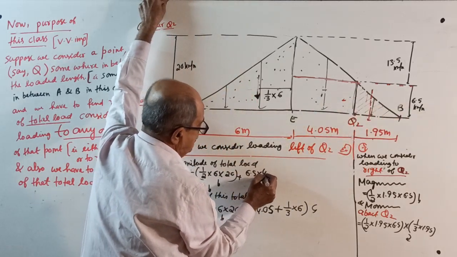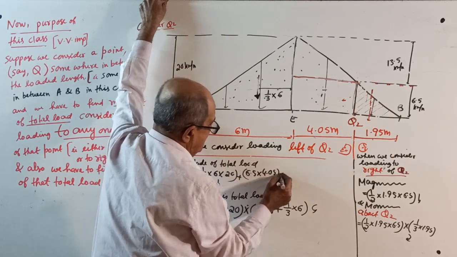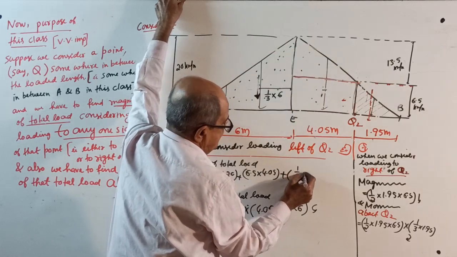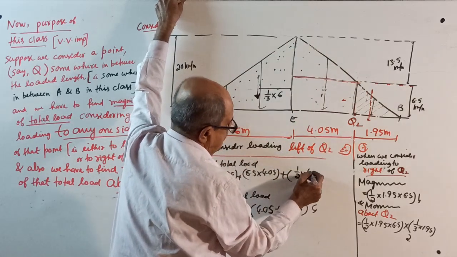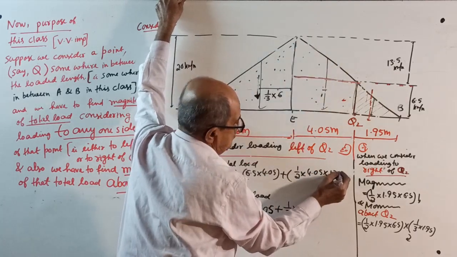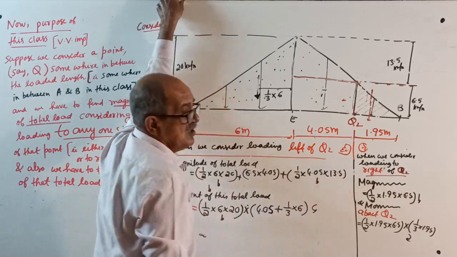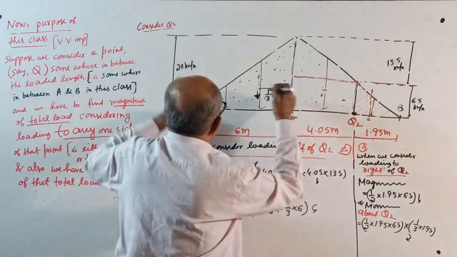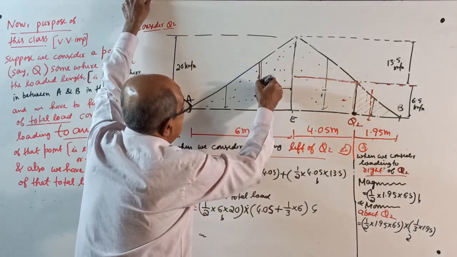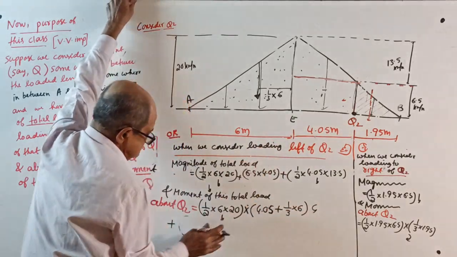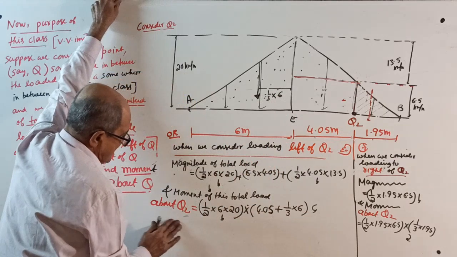6.5 into 4.05 UDL plus this varying load, half into 4.05 into 13.5. This is the total load. It will come same as last time. Okay, now moment about Q2. This load into this distance will remain same as last time. See, that will not change, but other will change.